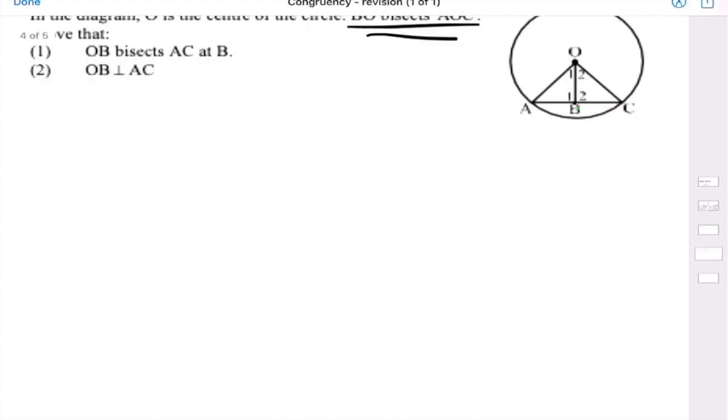Now let's look at question 2. Prove that OB is perpendicular to AC, which means OB and AC meet at 90 degrees. So we need to prove that B1 is 90 degrees and that B2 is 90 degrees. And so we can do it this way.